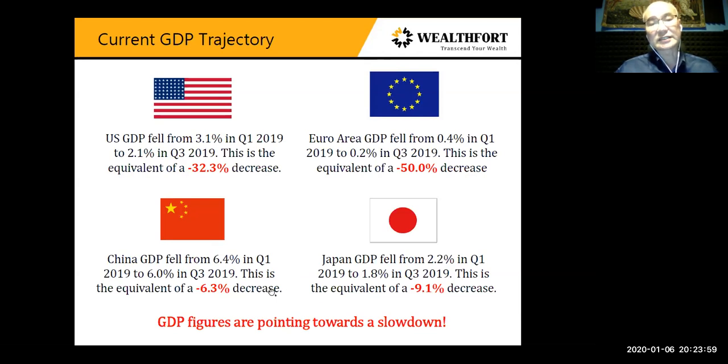So China's GDP is not so badly affected, but China has a lot of internal structural problems. Japan GDP fell from 2.2% in Q1 to 1.8% in Q3 2019. This is equivalent to a 9.1% decrease. Now, all this seems to be pointing towards GDP going towards a slowdown.